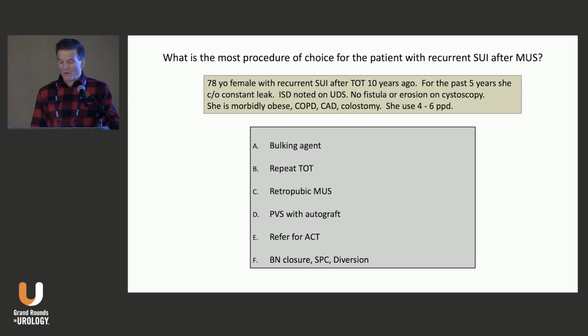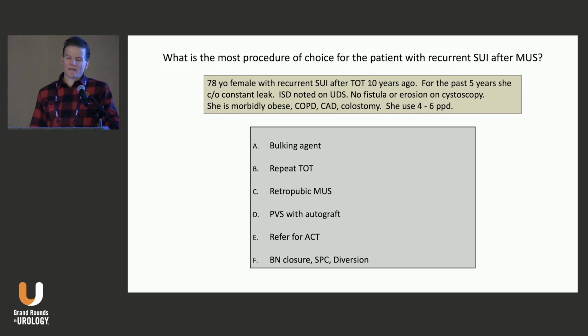How many people with this patient, failed sling 5 years ago, 4 to 6 pads, pretty high volume, how many people would bulk? Come on, be honest. All right, there's one. Repeat TOT? Matt?